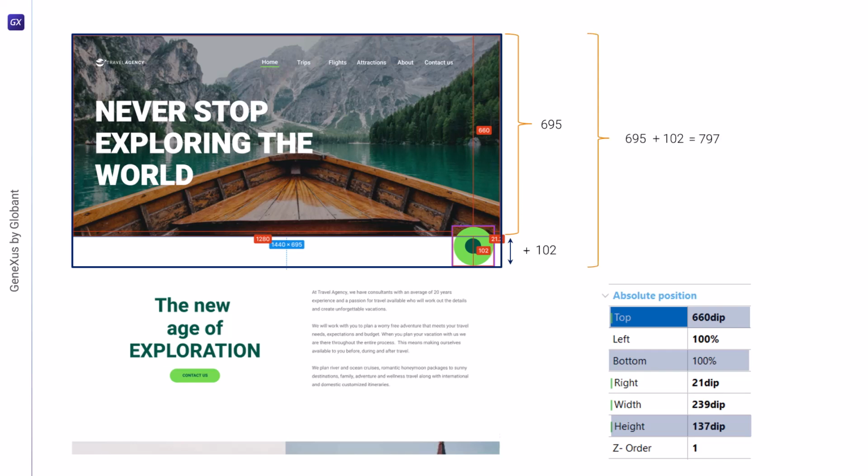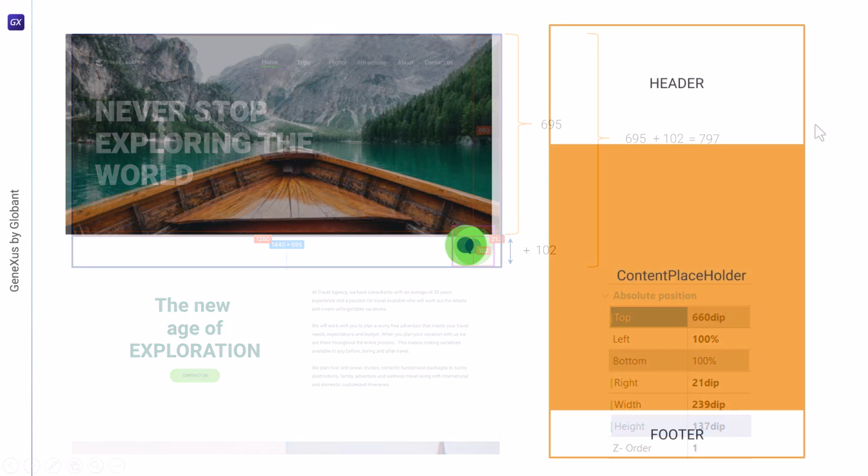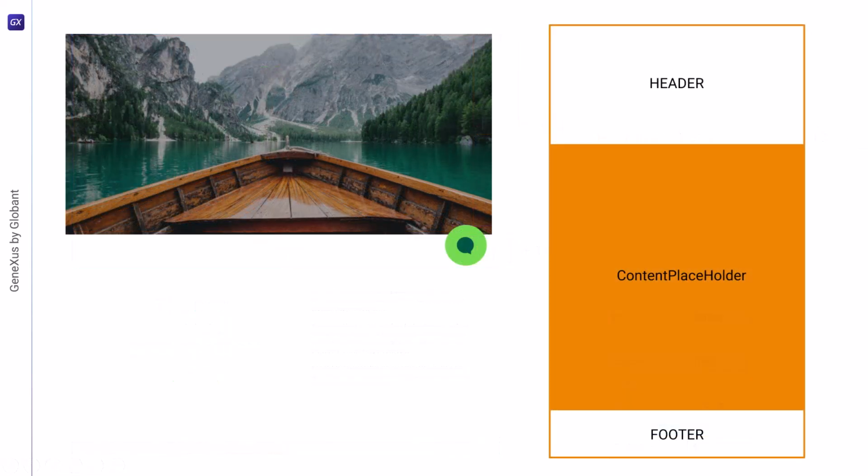This means that this bottom of 100% will end up being of 0 dips. That is to say, the button will be placed vertically on the lower edge of the canvas. So regardless of whether we assign it 695 dips, the height of the canvas will actually end up being the sum of this height and this height, which gives 797 dips. So far, so good. But note that this solution comes with a problem.